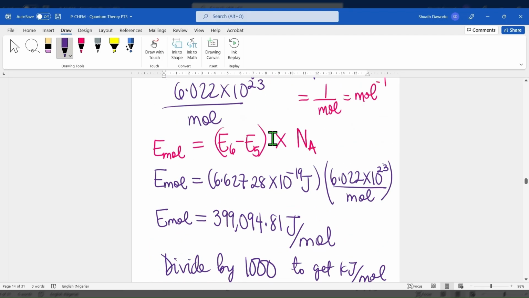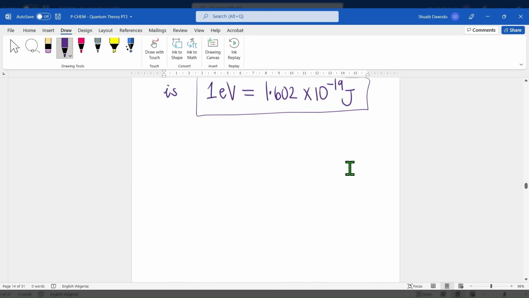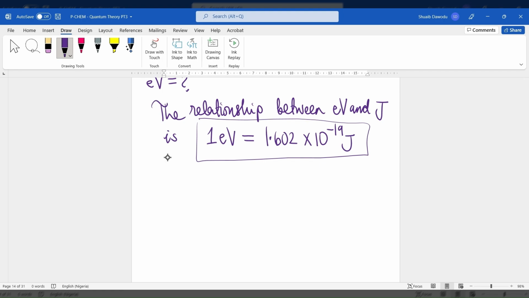Now, let's not forget that we solved for our answer in joules, which is 6.62728 times 10 to the power of negative 19 joules. So E sub 6 minus E sub 5 is simply 6.62728 times 10 raised to the power of negative 19 joules. So that is basically what this raw value is. We can now use this knowledge to properly solve the question.